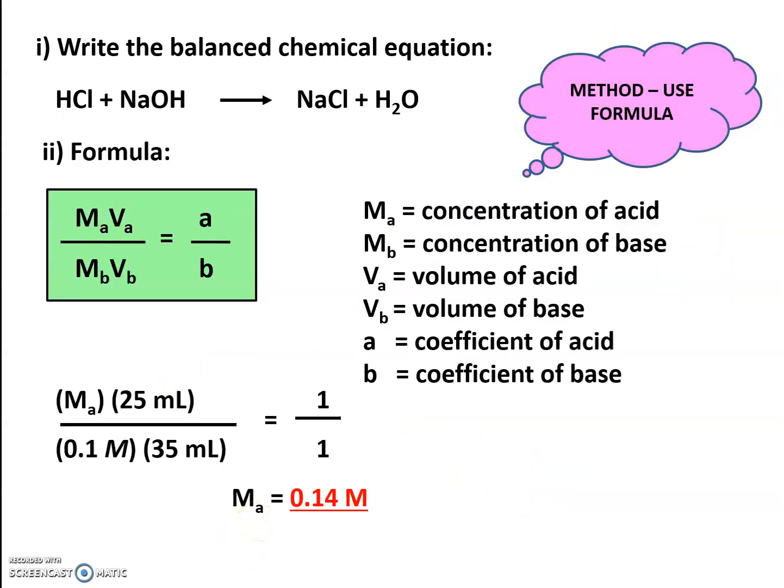Alright, or you can use this formula, MAVA over MBVB equals A over B. M is molarity, A for acid, B for base. V is volume. A here is the coefficient, or stoichiometry, of the HCl acid. B is the coefficient of the base from the equation. You have to write the equation first. Then you put into the formula and you can find the answer, 0.14 molar.